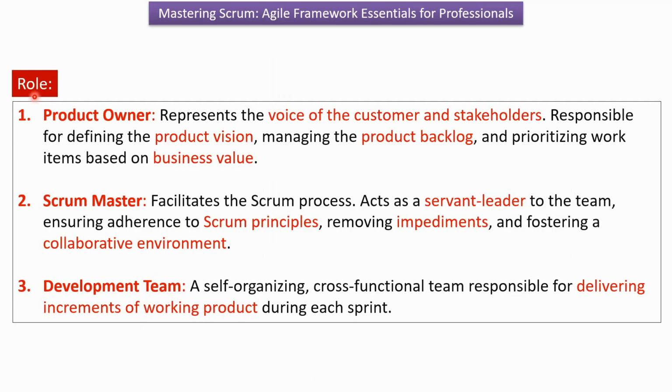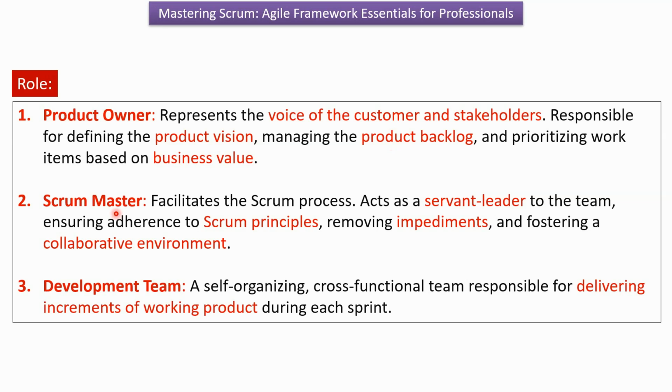Now we will see different roles in Scrum. The first one is product owner. The product owner represents the voice of the customer and stakeholders. The product owner is responsible for defining the product vision, managing the product backlog, and prioritizing the work items based on business value.